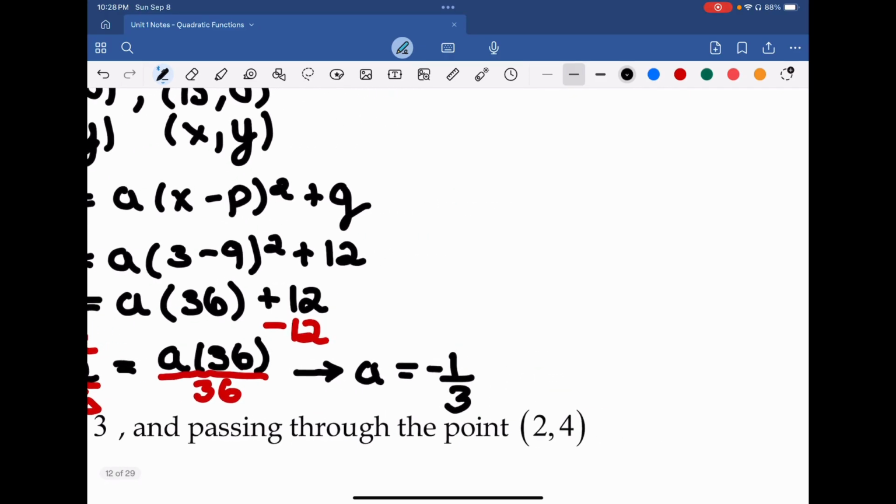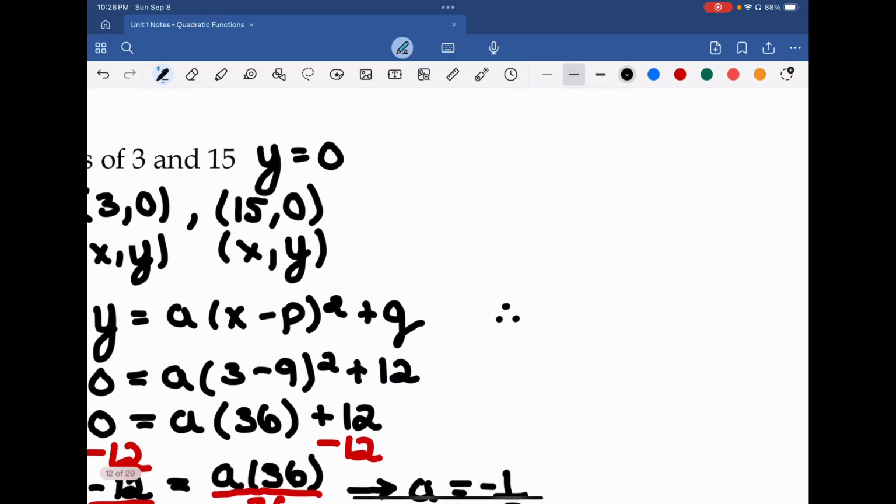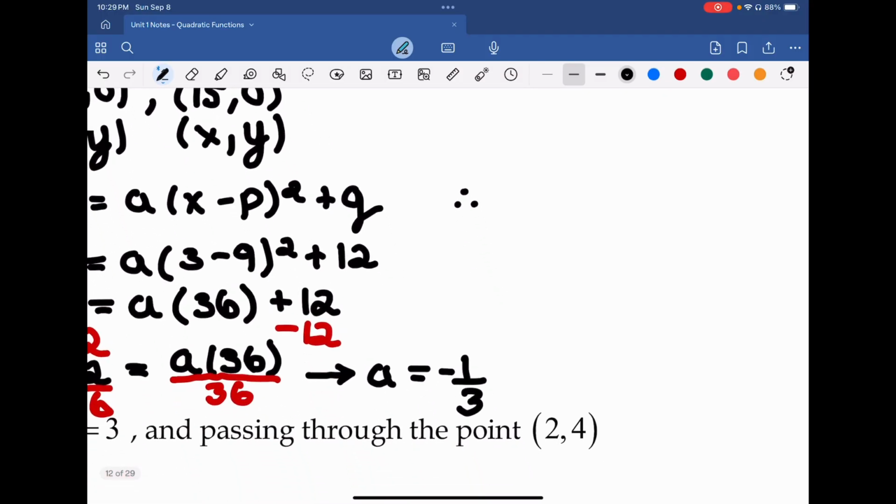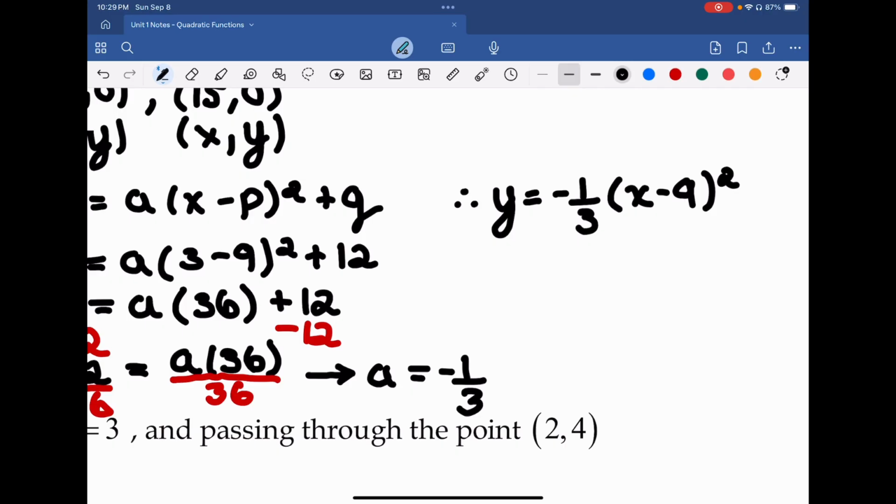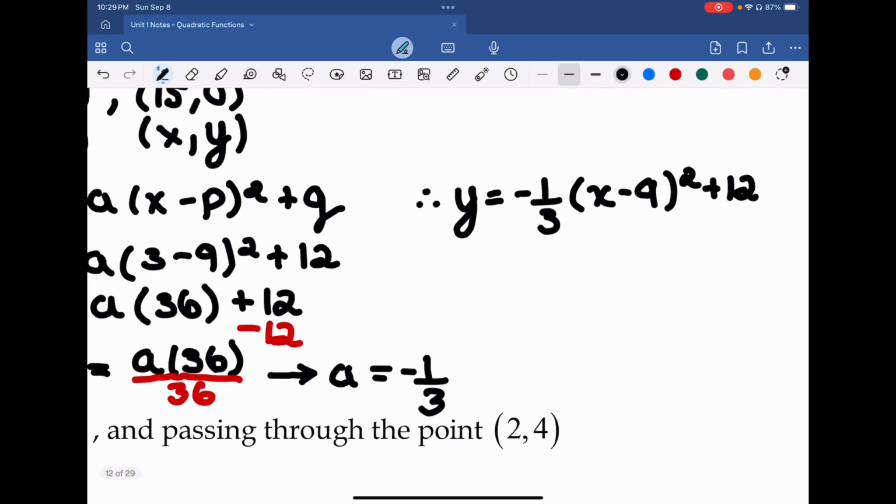Now, to summarize this all together, remember, we don't want to put in an x and y. We want to leave it as generally y is equal to that a value of negative 1/3, and then multiplied by our x minus whatever our p value is. In this case, it was 9. So we're going to go x minus 9 squared. And then for this, at the vertex, it was shifted up 12 units. There's our equation. Perfect. So let's highlight it and wrap that piece up.